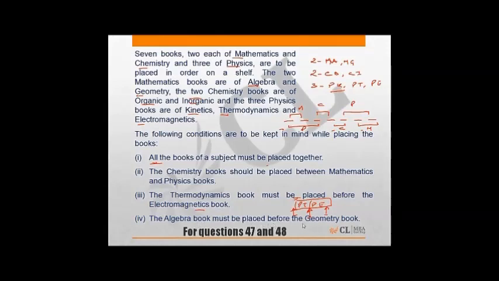Algebra book must be placed before the geometry books. Since there are only 2 mathematics books, that means algebra followed by geometry has to happen. That means if this is the case, then this has to be algebra, this has to be geometry. And if this is the case, this has to be algebra and this has to be geometry. Let's go to the questions now.